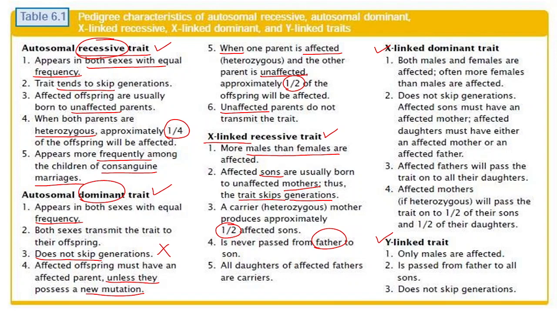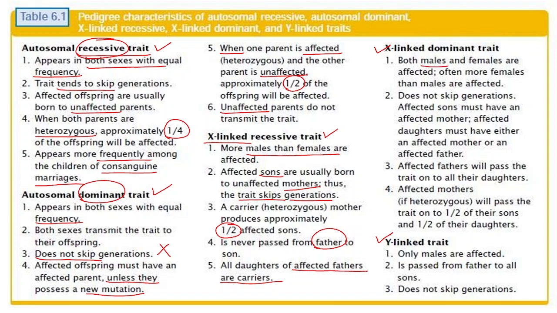Next point, all daughters of affected fathers are carriers, because father will always give what? X chromosome to the individuals. That is why the daughters will be carriers. Is that clear? And X-linked dominant trait.